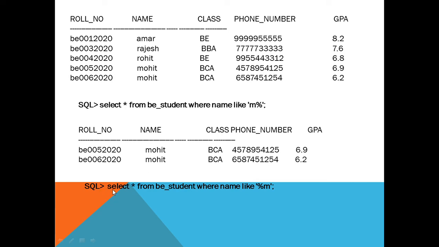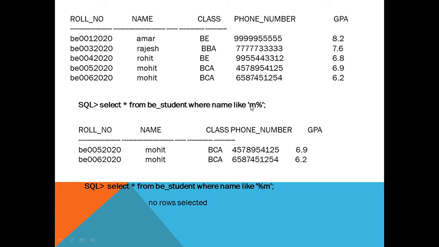Now the second condition, SQL select asterisk from B student where name like %M. Here I am writing the character M after the percent sign. So is there any name whose last letter is M? No. The result will be no rows selected. This is the difference between M% and %M.